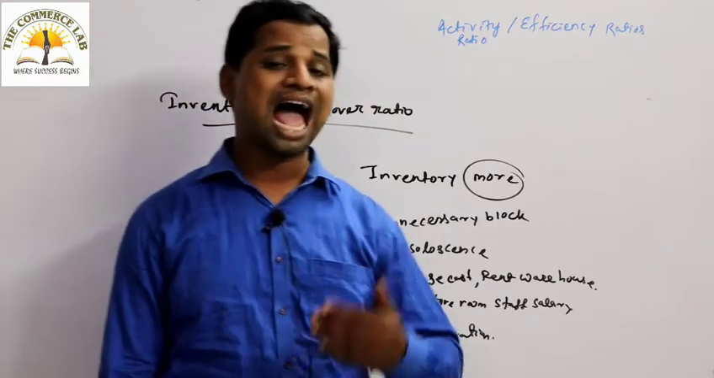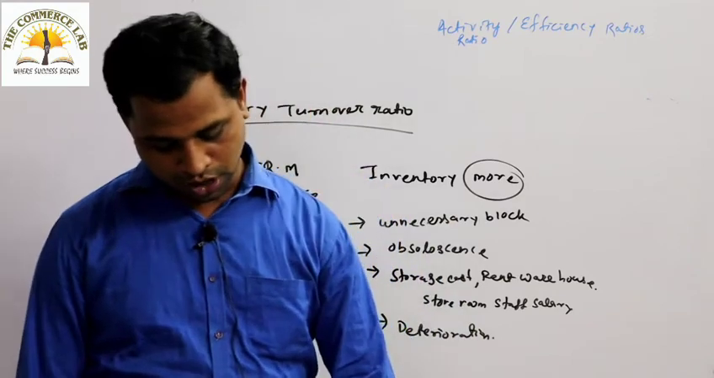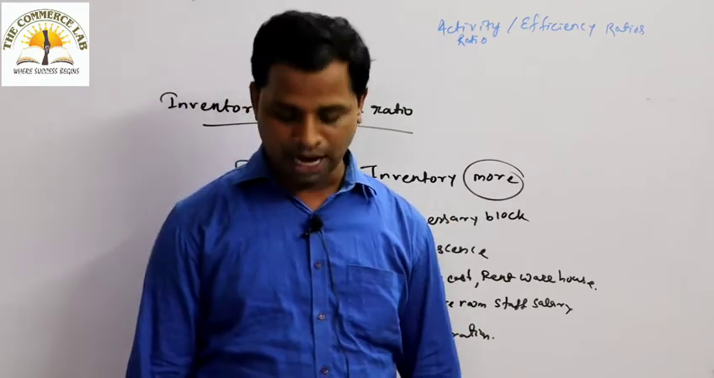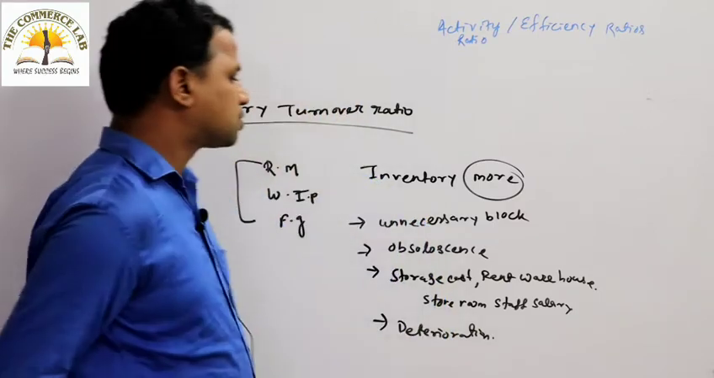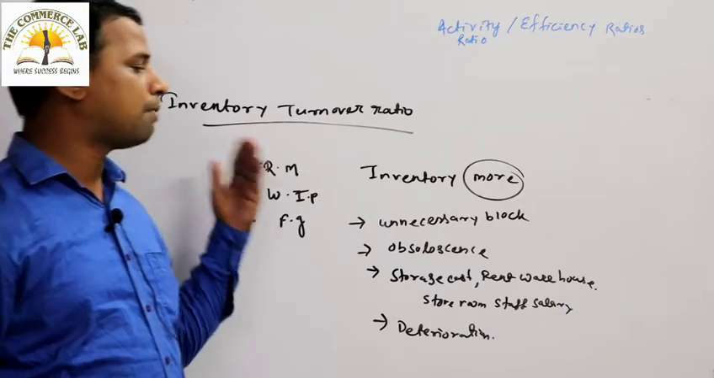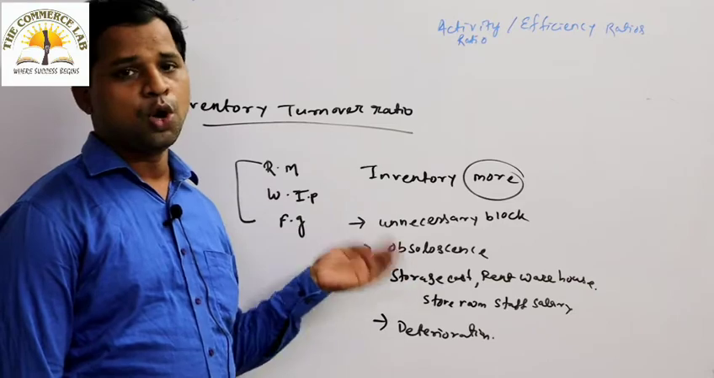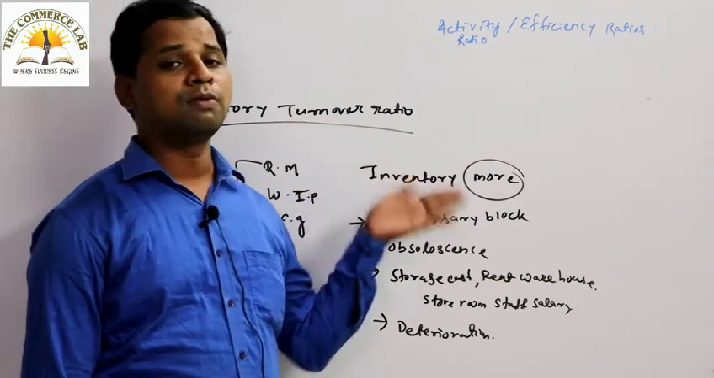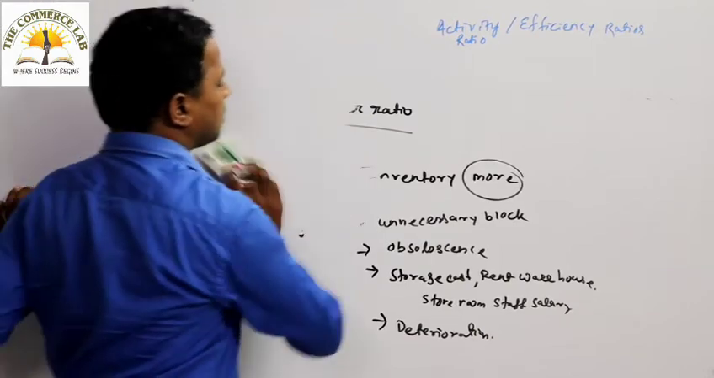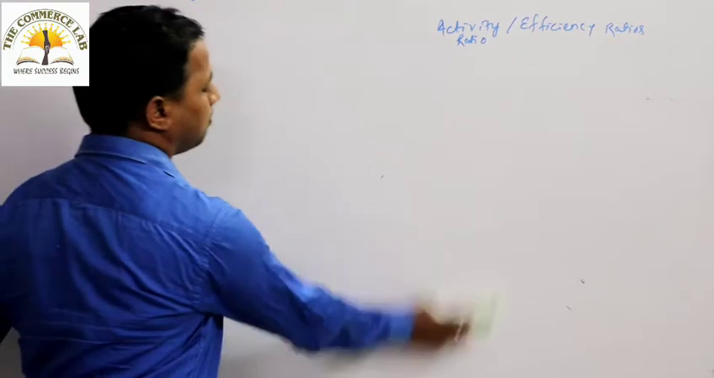So that's why you should not have too much inventory, because having more inventory is harmful for any kind of organization. So that is inventory. And why should we not invest more money in inventory, why should there not be more and more quantity of inventory? These are the reasons. Inventory means raw material, work in progress and finished goods, which we call inventory.